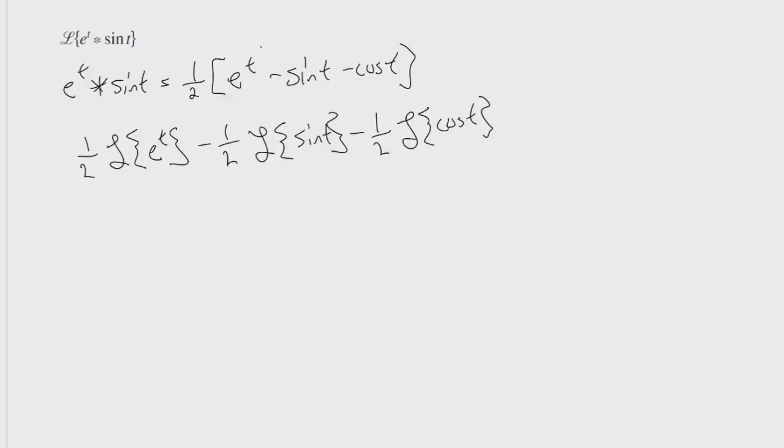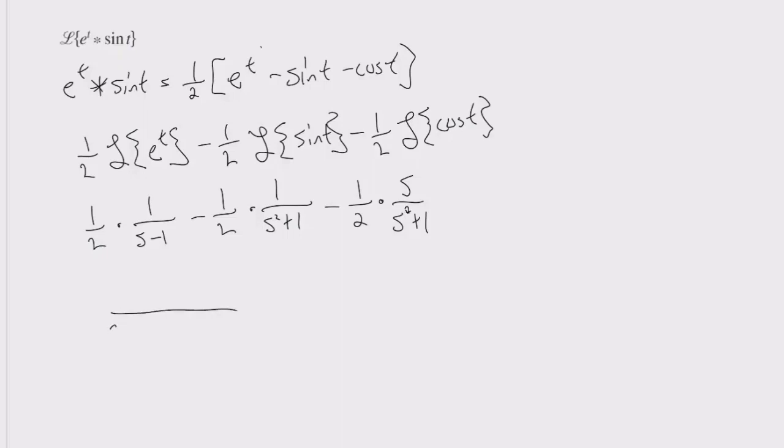And we can just go back to our chart and look at that. So that's 1/2 of 1 over s minus 1, minus 1/2 of 1 over s squared plus 1, minus 1/2 of s over s squared plus 1. And then I can just combine all of that together to a single fraction.